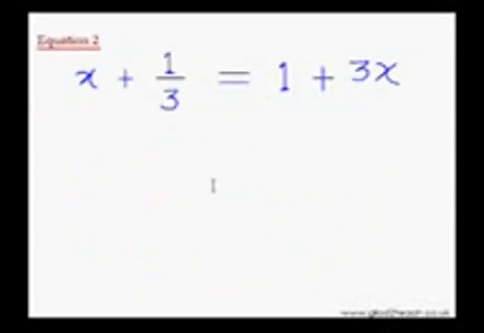So now try to solve this linear equation. Now as you can see that this one has a fraction in it. So let's see how will you handle it. Start. Alright, so let me put down the steps for you.